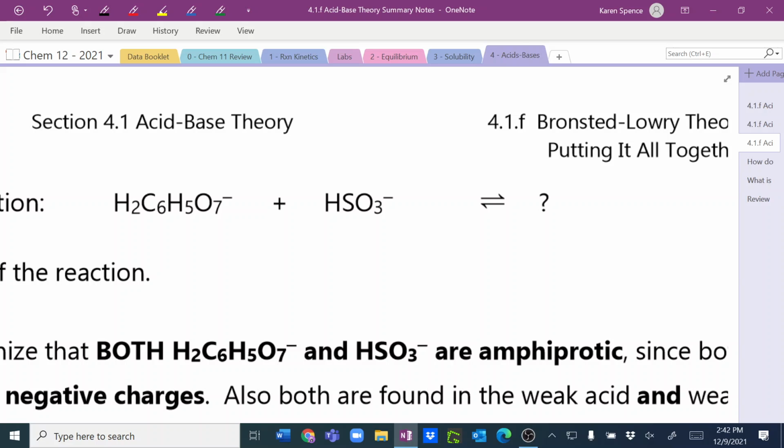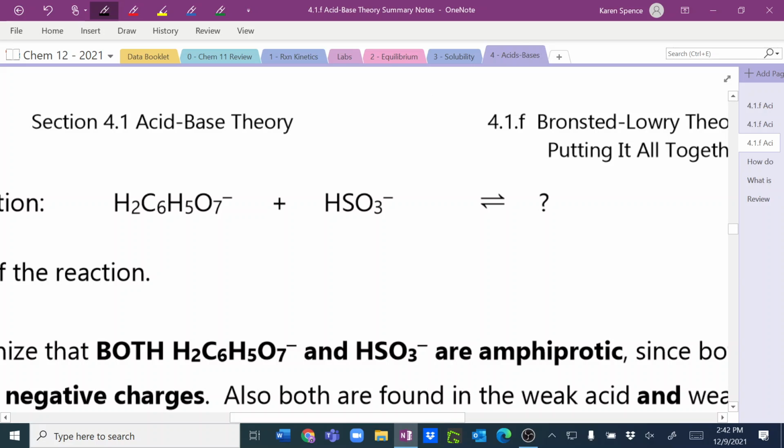Because only 3, if you have H3C6H5O7, is it citric acid or ascorbic acid? I think it's vitamin C. Okay, so this is vitamin C. Only 3 of the hydrogens are detachable. The other ones are not detachable. Yeah? That's why we put the 3 at the beginning and the rest of them are in the middle where you cannot touch them.